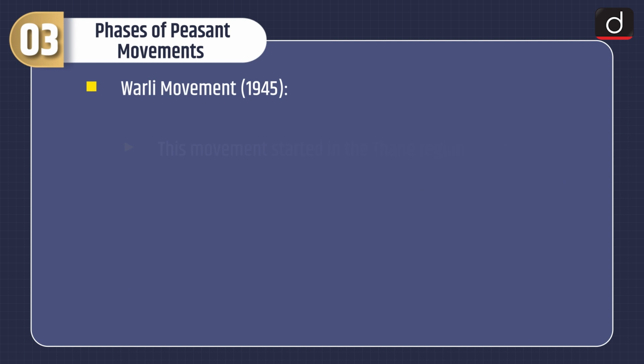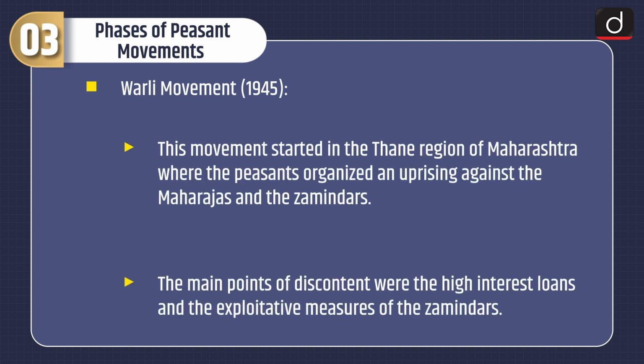Next is Warli Movement 1945. This movement started in the Thane region of Maharashtra, where the peasants organized an uprising against the Maharajas and the Zamindars. The main points of discontent were the high interest loans and the exploitative measures of the Zamindars.